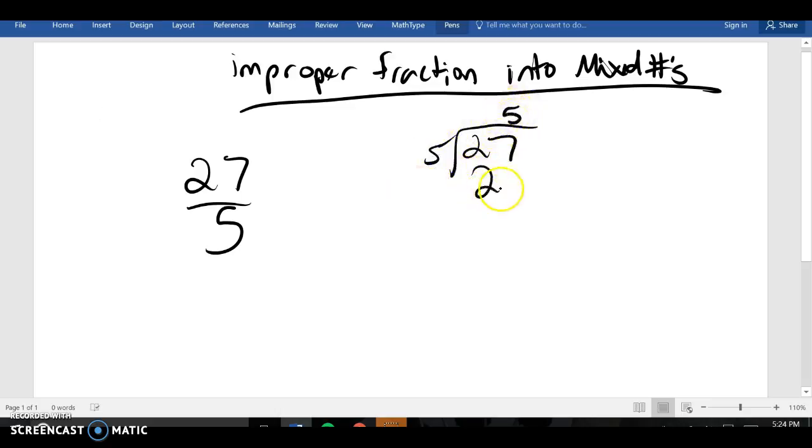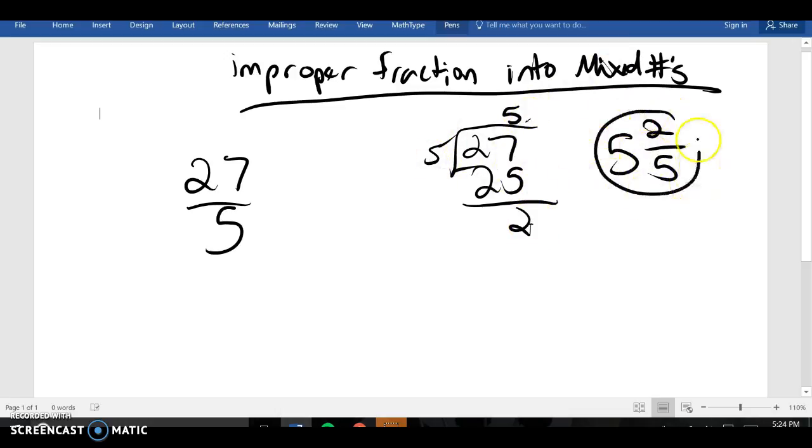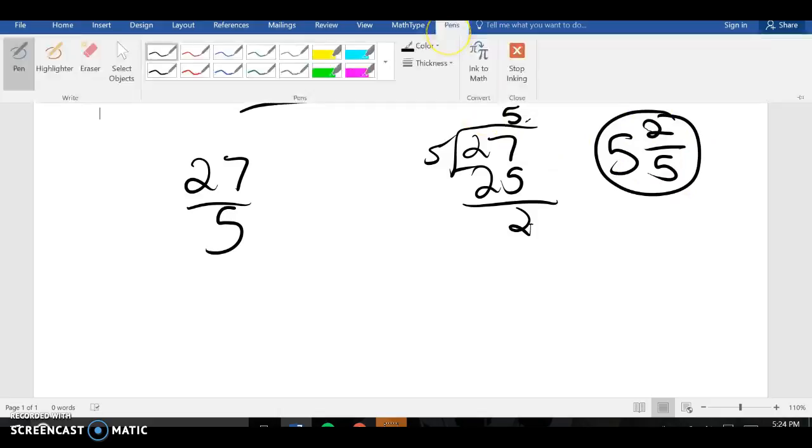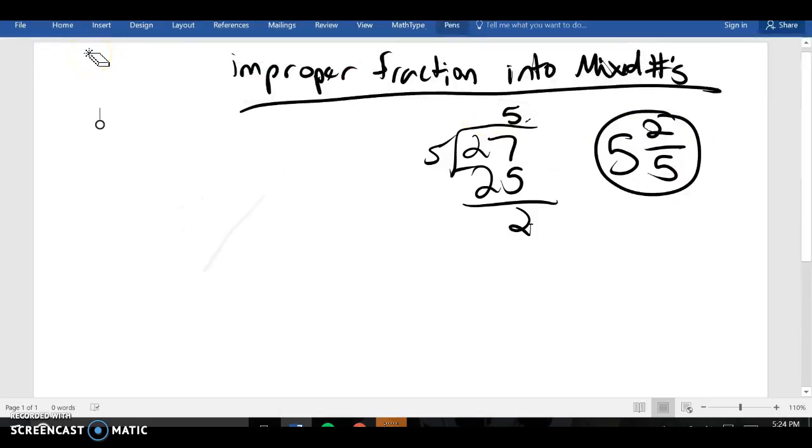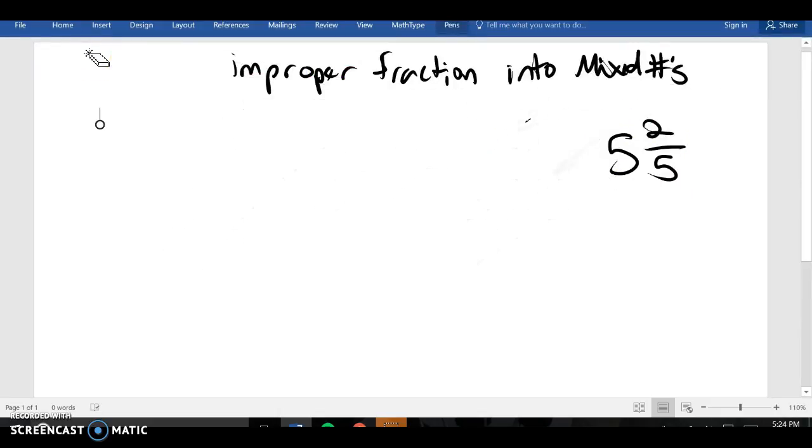5 goes in 5 times to 27. We've got 2 left over. So our mixed number is going to be 5 and 2 fifths. The whole number is right there. The remainder goes over what you're dividing by. Here's our answer. Okay. Let's try one where we actually have to simplify. Alright, let's see. That one will work.